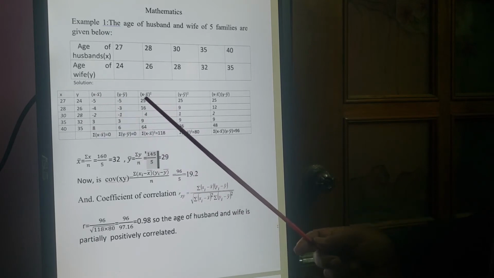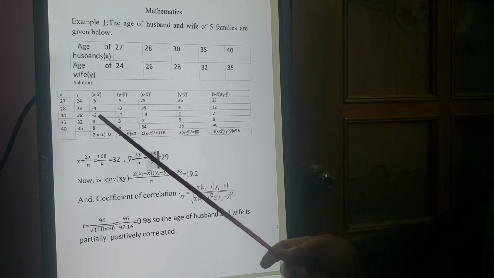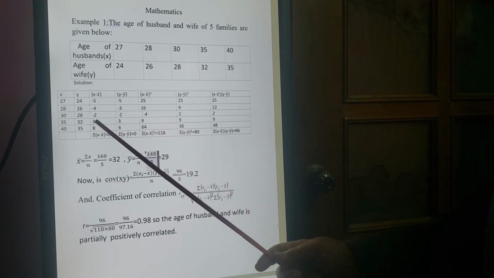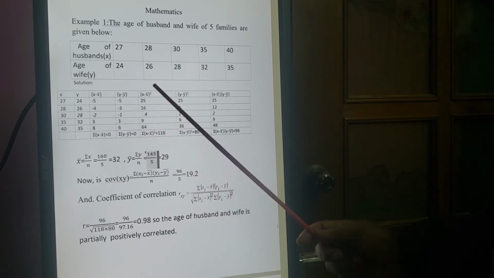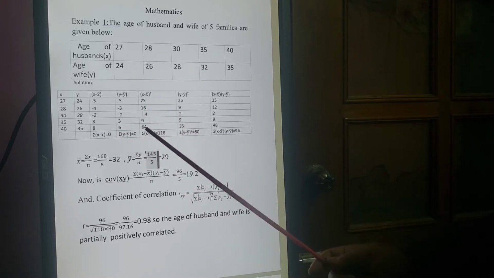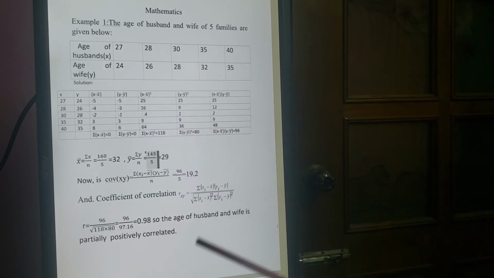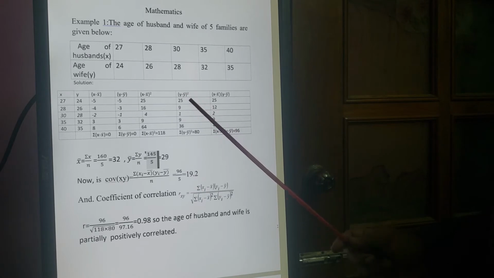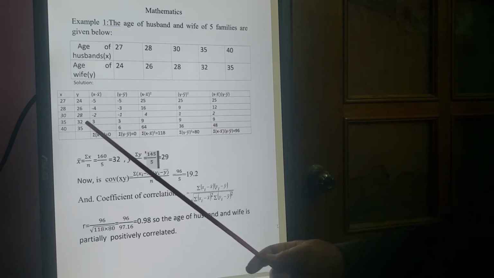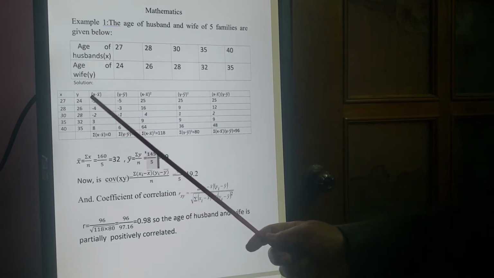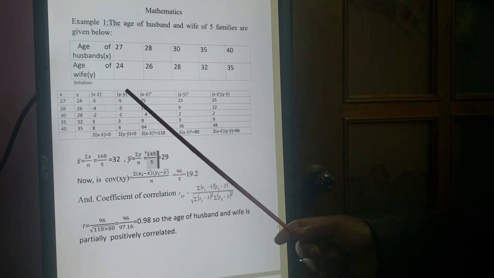5 square is 25, 4 square is 16, 2 square is 4, 3 square is 9, 8 square is 64. You add all these things; this will be the summation of (x minus x bar) whole square. Now the sum of (y minus y bar) square. This column is y, and y minus y bar is given. You square it.